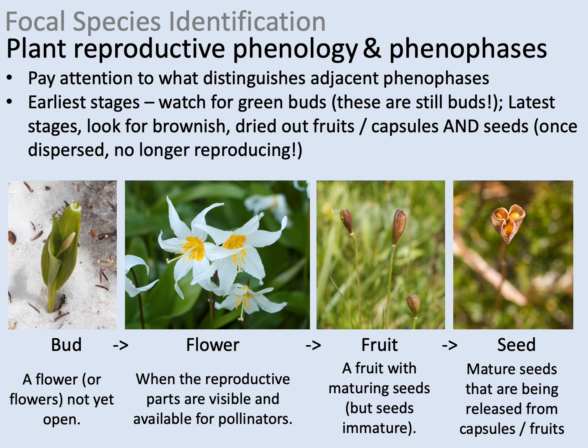of 4 phenophases. Budding, in other words, when it has an unopened flower or flowers. Flowering, in other words, when it has an open flower with reproductive parts that are clearly visible and available for pollinators. Fruiting, in other words, when it has produced a fruit containing maturing seeds inside it. And releasing seed, in other words, when it has begun to release mature seeds from its fruit.